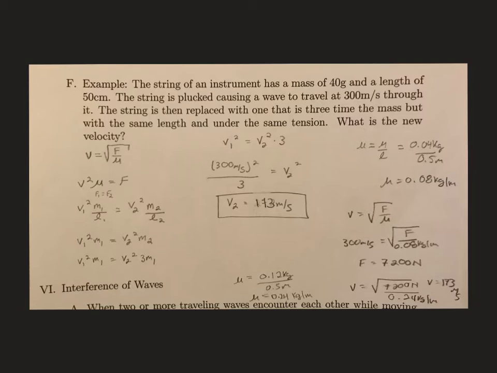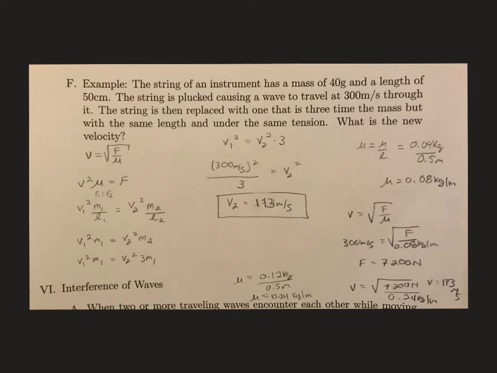And since we are tripling the mass, I'm going to say m2 equals 3 times m1, which cancels out the m1, and we're left with this relationship here. So I can plug in the first velocity, square it, divide by 3, take the square root, and get this number here. So 173 meters per second.